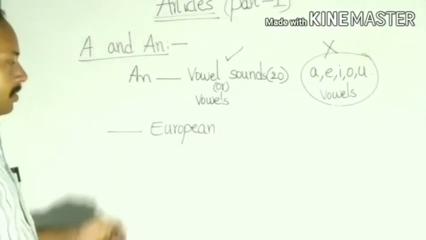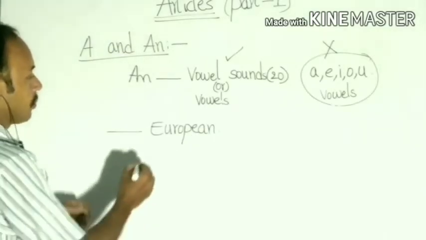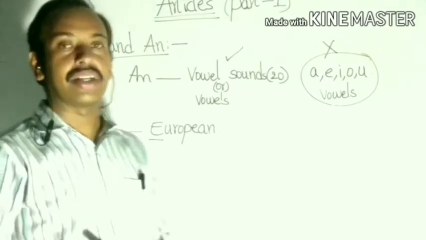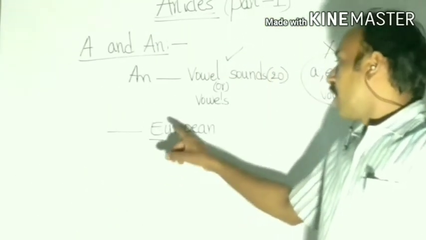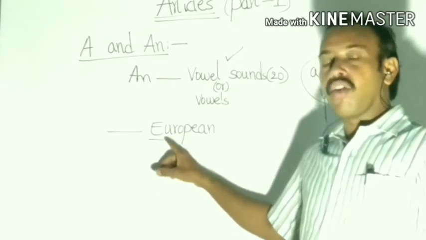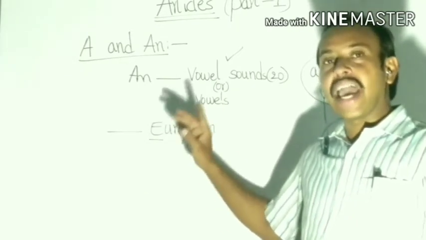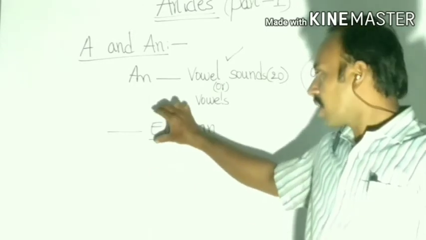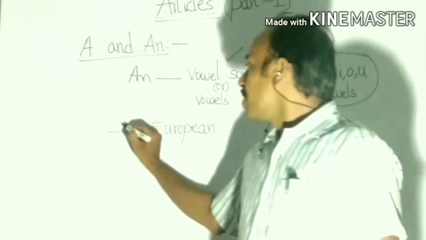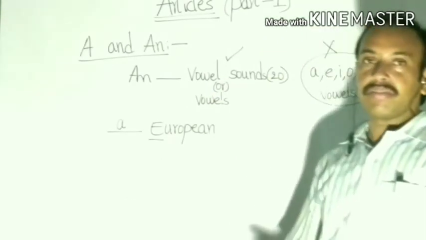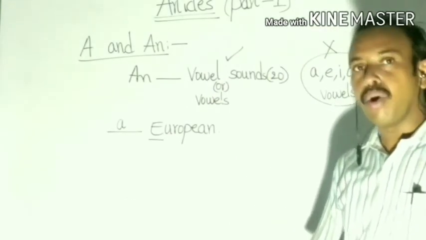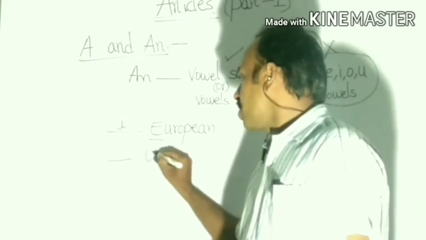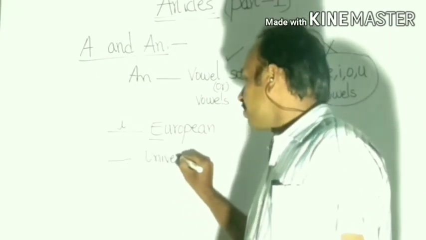European. Look at that word. What is the very first sound? U. It's not a vowel sound. Among our vowel sounds, we have 'a' as in 'ant', but we don't have 'u'. It's a consonant sound. So, a European. Not an European, only a European. Next one. Dash university.